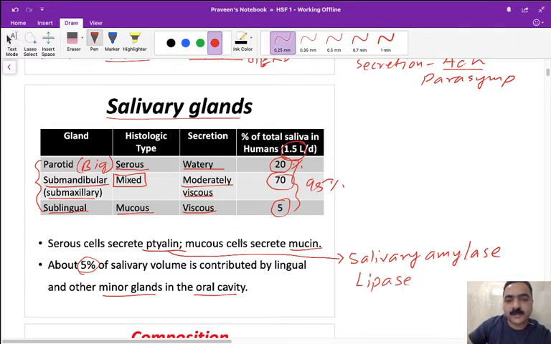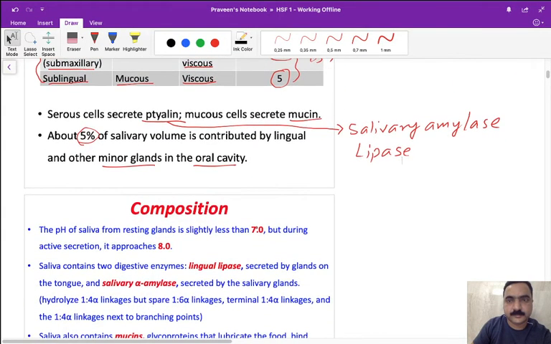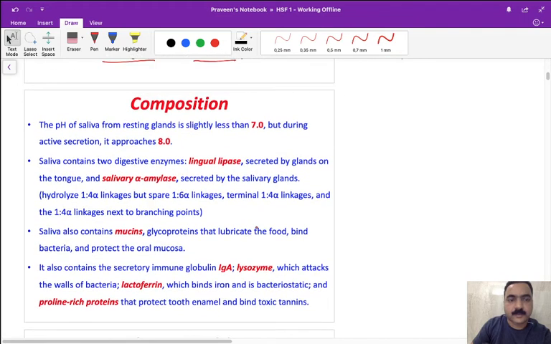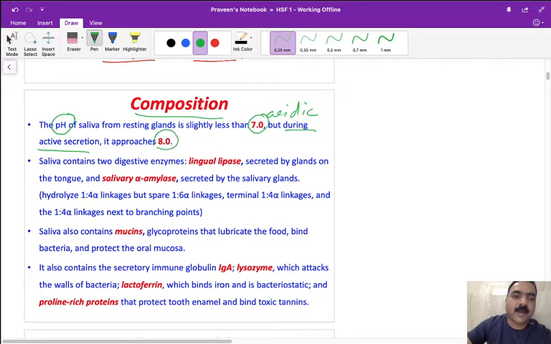So let's study the details of these secretions, like water and electrolytes, and the composition of the saliva. First is the pH. The pH of the saliva is slightly less than 7, which is slightly acidic, as we have already mentioned. But during active secretion, when there is no time for the intercalated duct to modify the saliva, the pH approaches 8, which is alkaline.